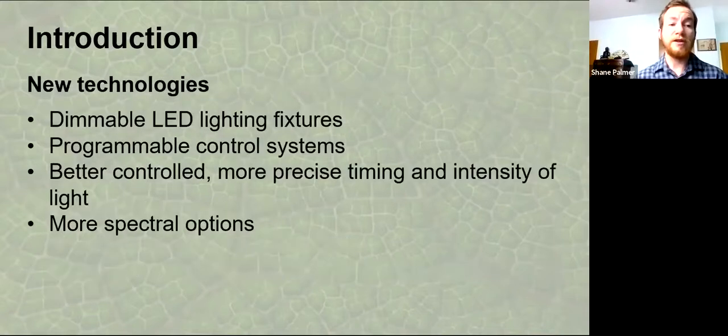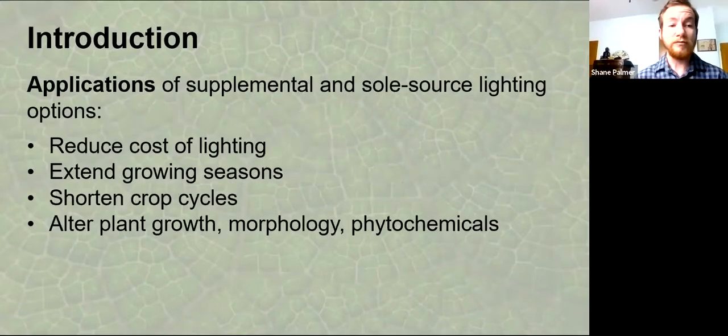We're fortunate right now that there are a lot of new technologies that we have access to, such as LED lighting fixtures that can be precisely dimmed. We have programmable control systems and smart systems. These are all ways that we can have better controlled and more precise timing and intensity of light. In addition, with the new technologies, especially with LEDs, we have a lot more options as far as spectral variability goes as well.